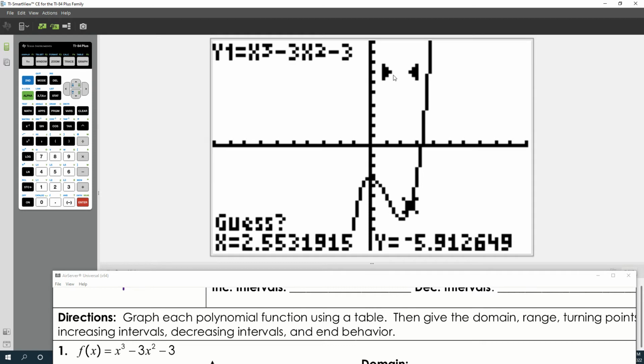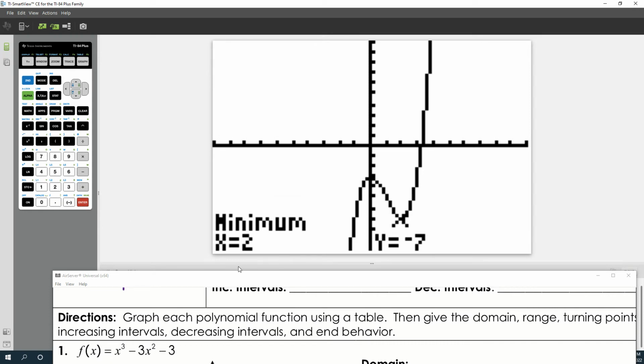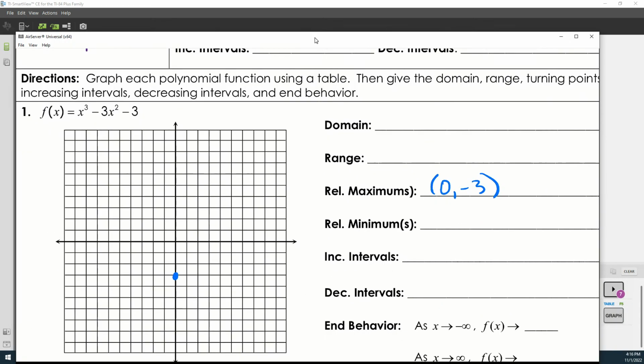So you might notice you get these 2 little arrows pointing towards each other. Your calculator is checking for the lowest value between those 2 arrows, and they need to definitely be pointing towards each other and not away from each other. All right, this one's great. We don't have to round. So the minimum, the relative minimum, is at the point 2, -7.